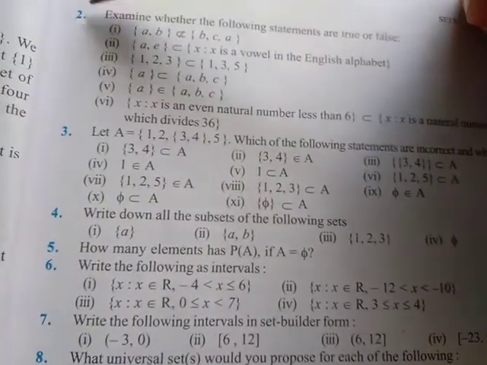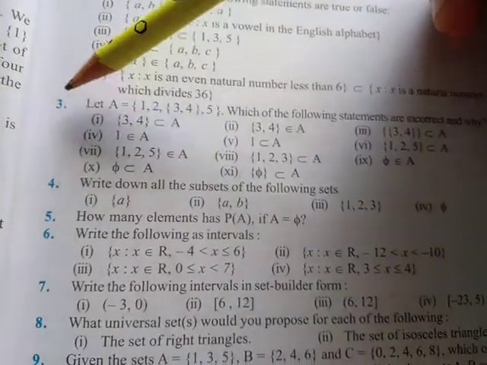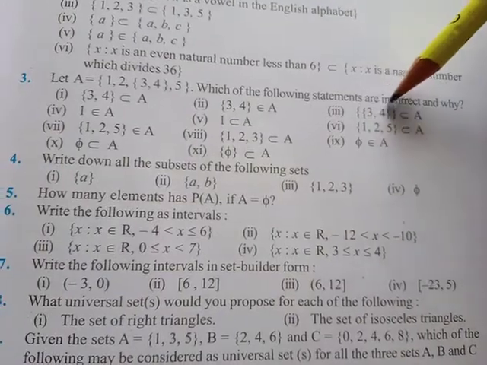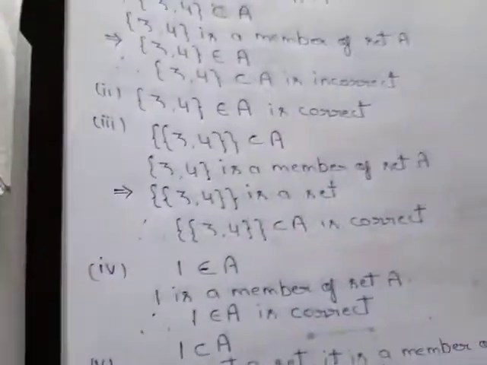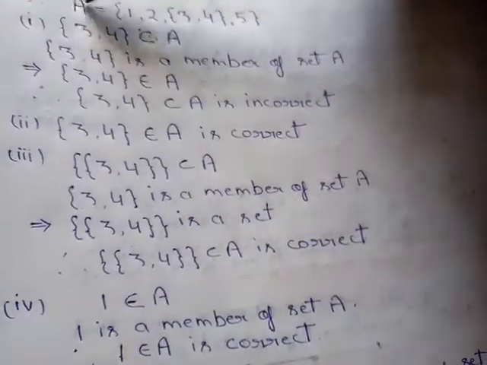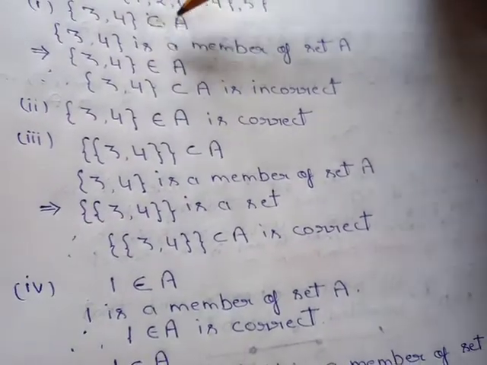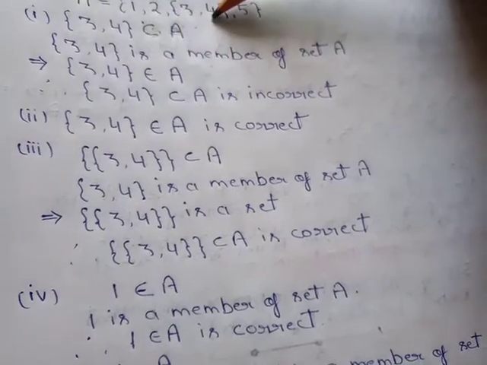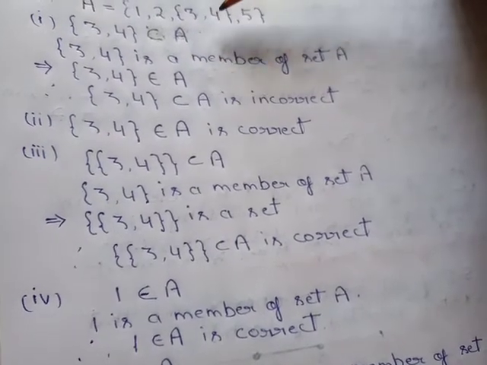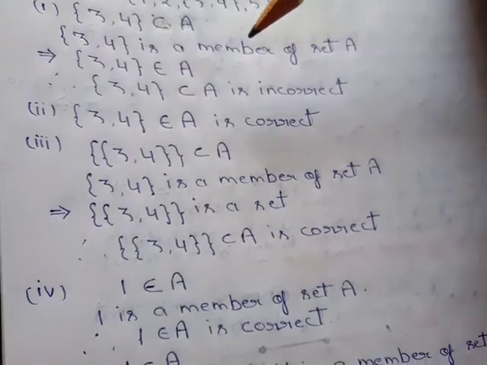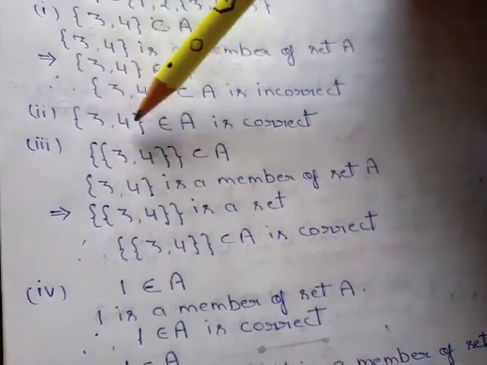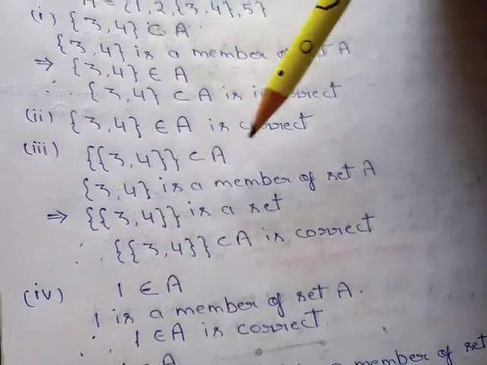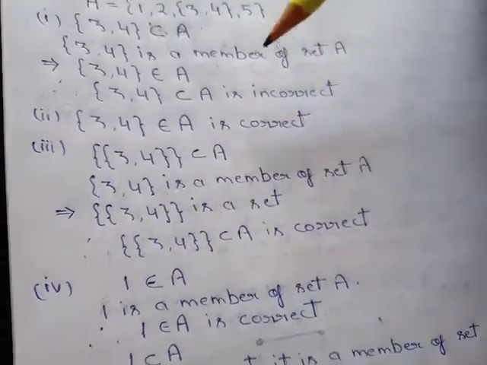Now students, question number 2, do it yourself. And moving on to the third question: set A is given, and which of the following statements are incorrect and why? So first statement: {3, 4} is a subset of A. So here we can see that {3, 4} is a member of set A. Therefore the given statement is incorrect. Now second: {3, 4} belongs to set A. So this is correct.